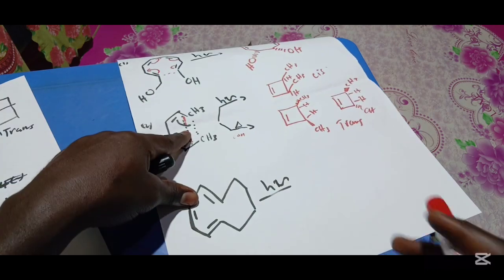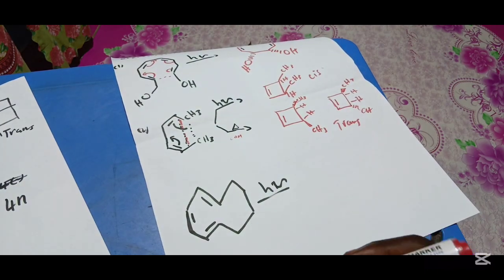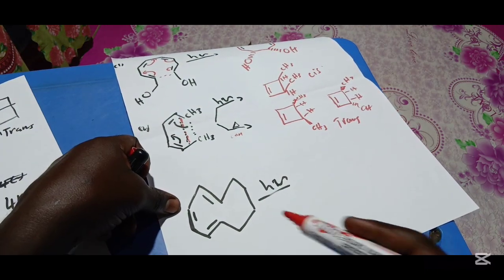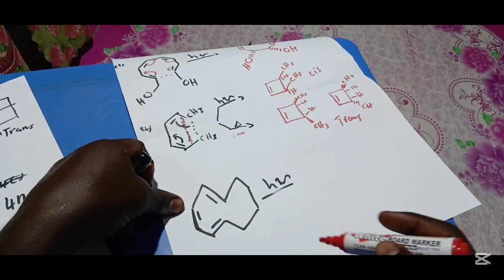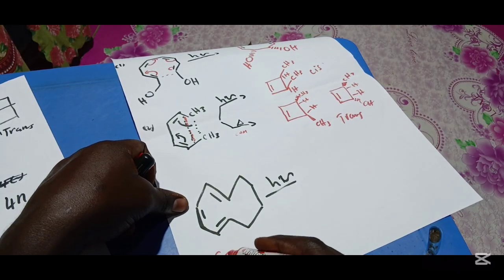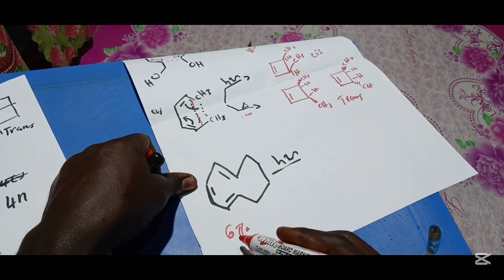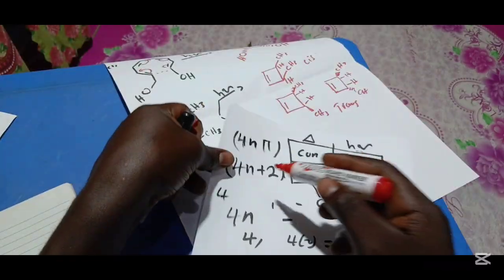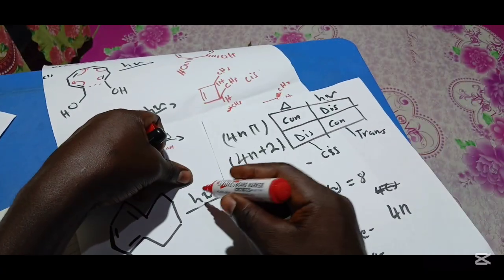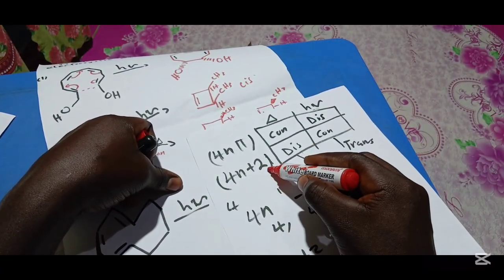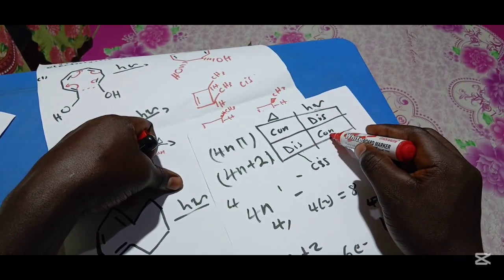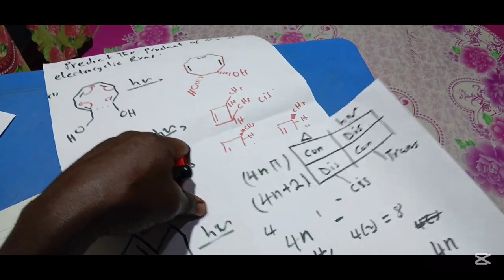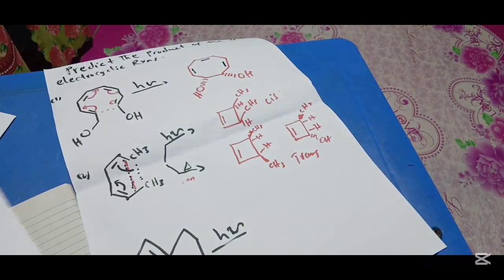Let's look at our last example for this video. So this is our last example, and it is under photochemical condition. So now let's look at our pi system. 1, 2, 3, 4, 5, 6, right? We have 6 electrons, a 6 pi system. So you can see that we have a multiple of 4 here plus 2. So this is definitely going to be the 4n plus 2 rule, right? So for 4n plus 2 rule under photochemical condition, we're going to form the conrotatory. So conrotatory also gives us the trans product, right?